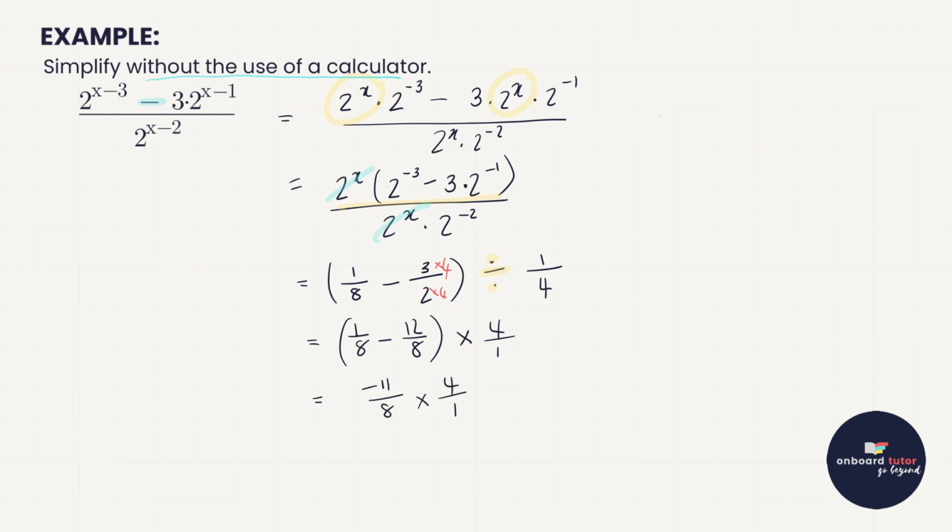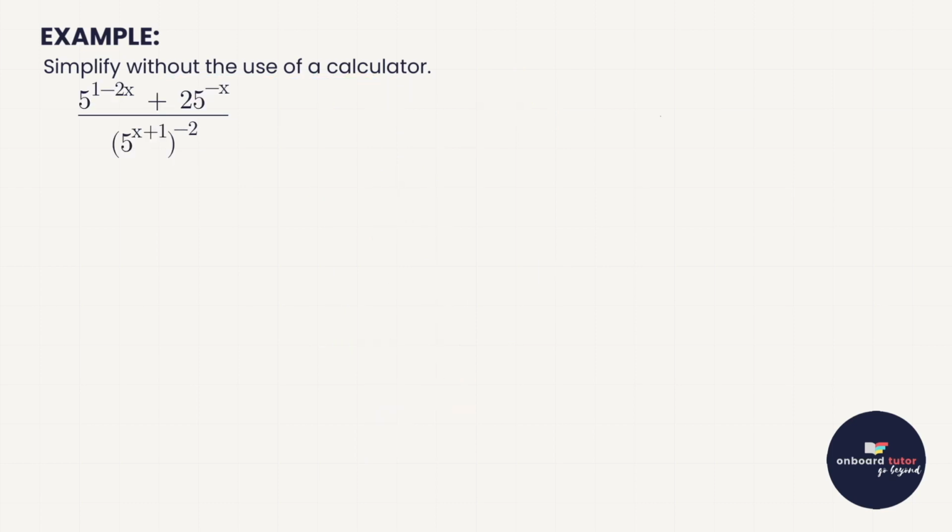And then let's just cancel what we can. 4 goes into 4 once and into 8 twice. And so this we can then leave as minus 11 over 2 as our final answer. Let's tackle one more example.